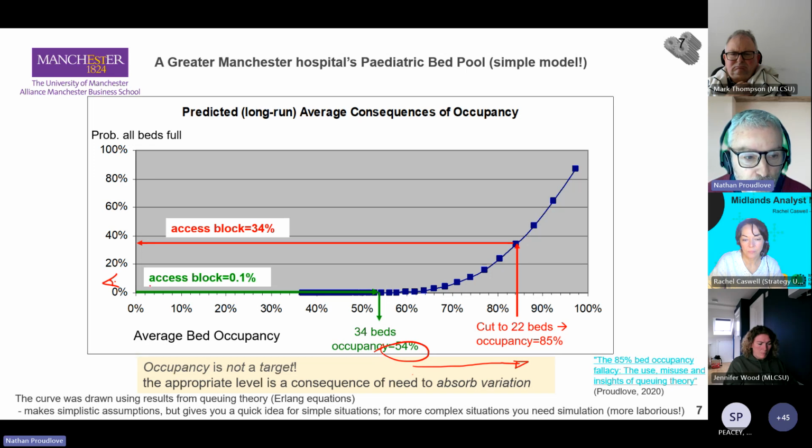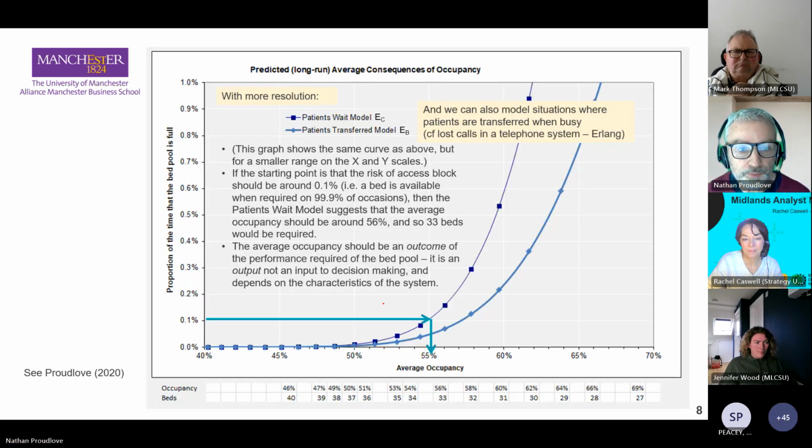And what you should be thinking about is, to reach a certain level of performance, what average occupancy would the consequence be in order to absorb the variation in our system. So that was a quick, harsh introduction to the effect of this superficial message of 85%.